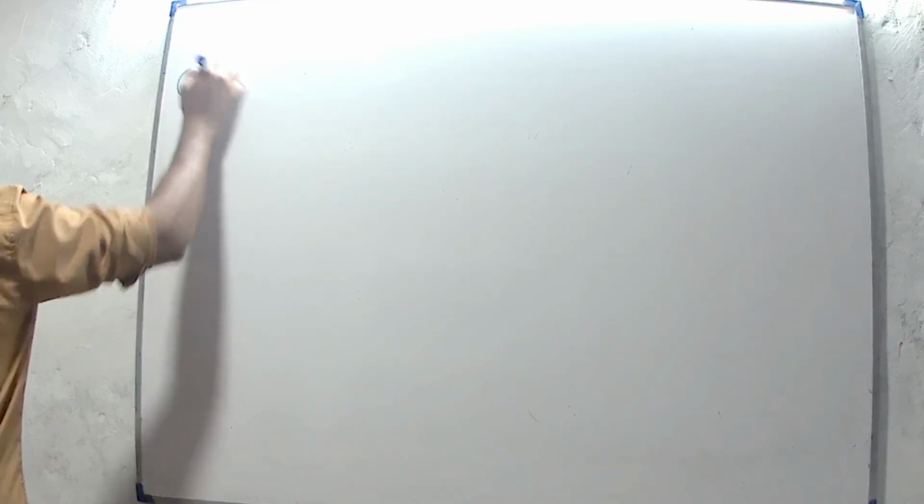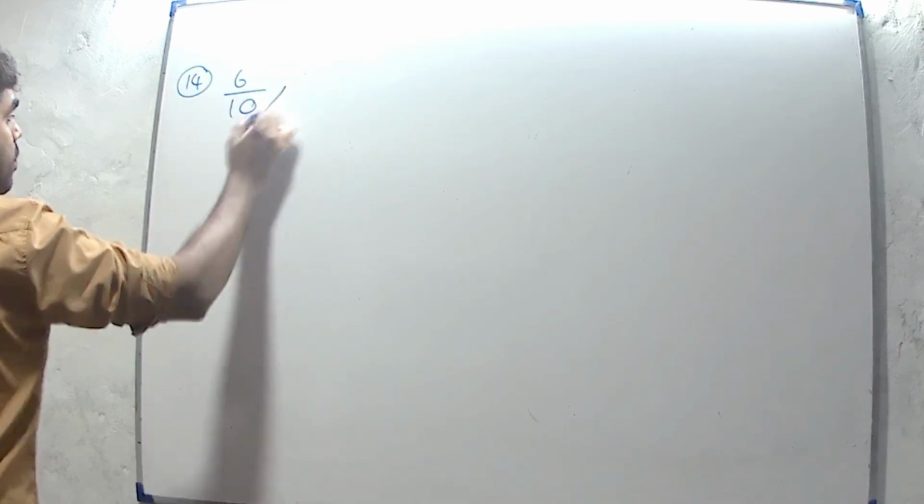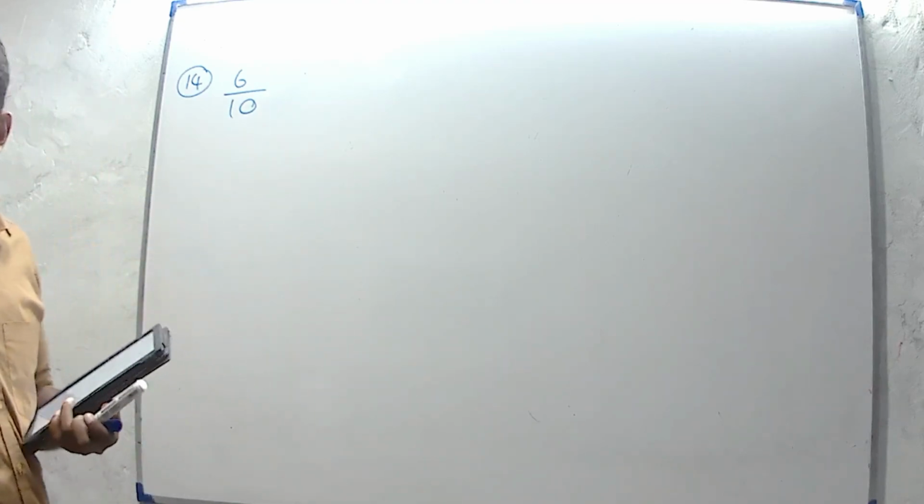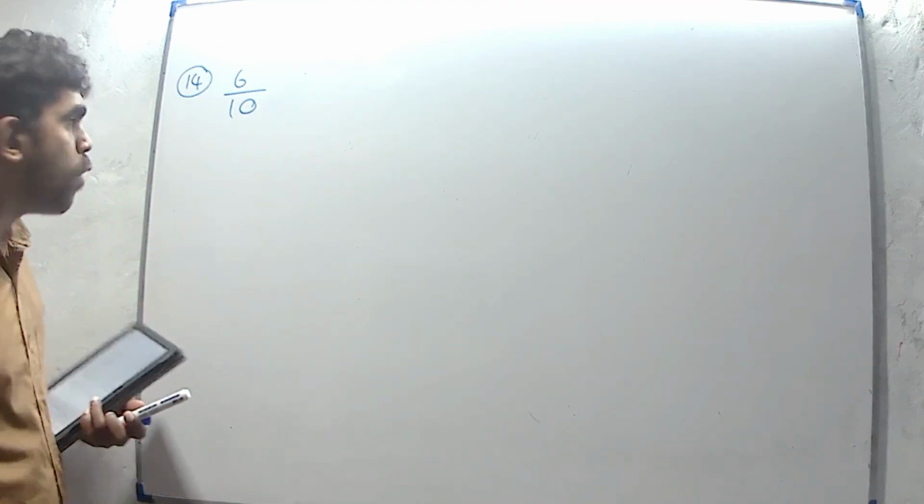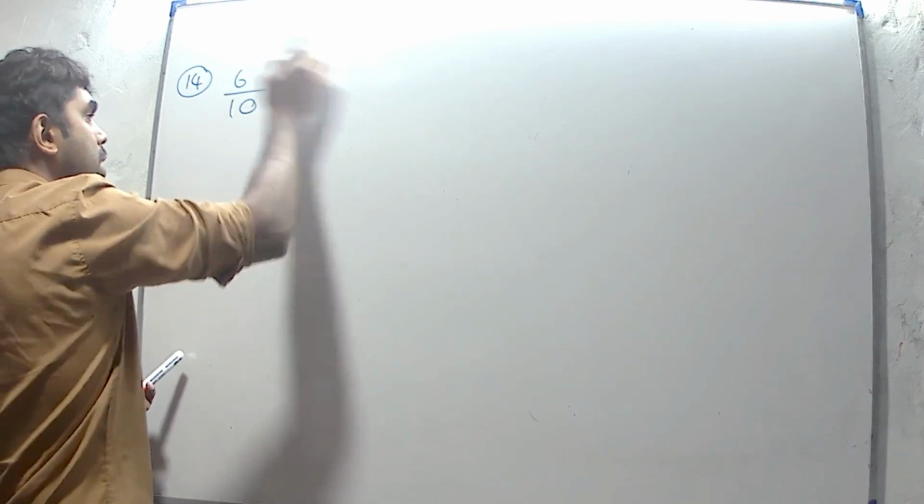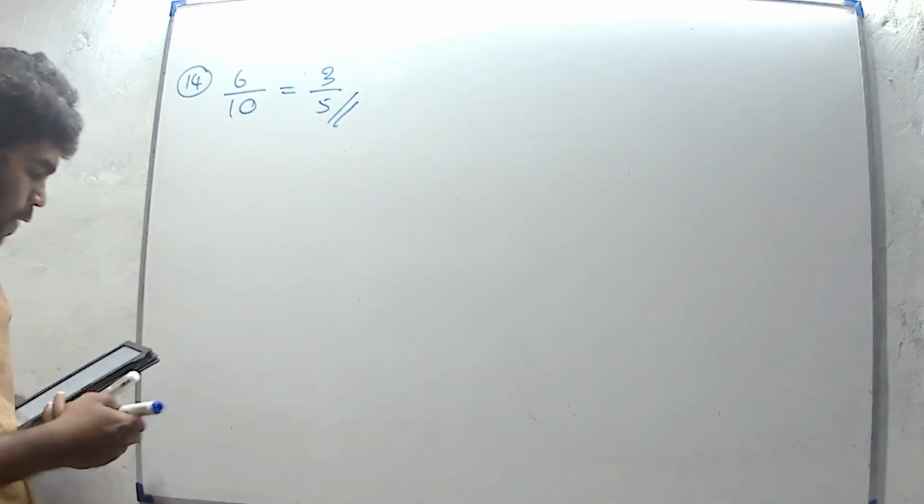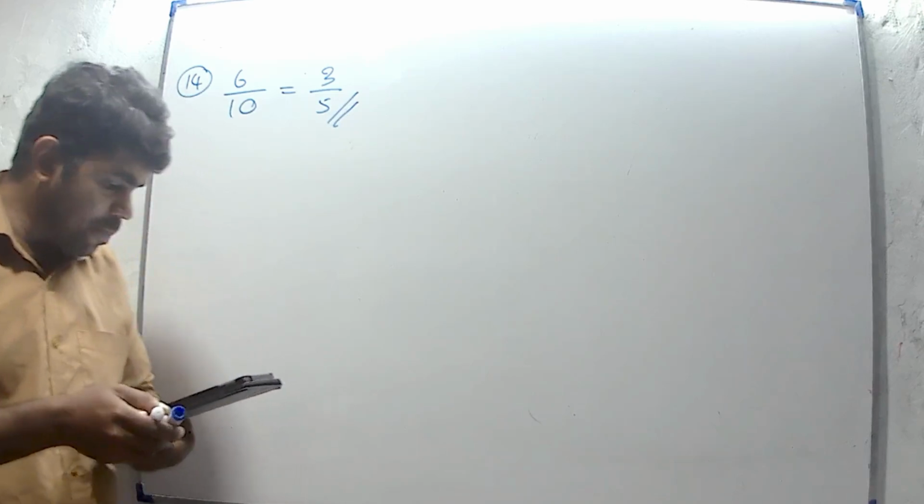Then there are 6 numbers out of 10. 6 over 10 is the probability of obtaining a multiple of 2 or 5. Then we can simplify it. 6 divided by 2 is 3, 10 divided by 2 is 5. 3 over 5. We have to write the answer in the simplest form.